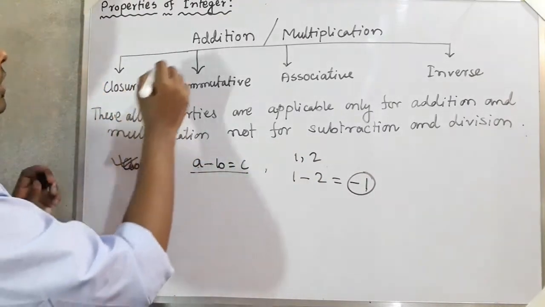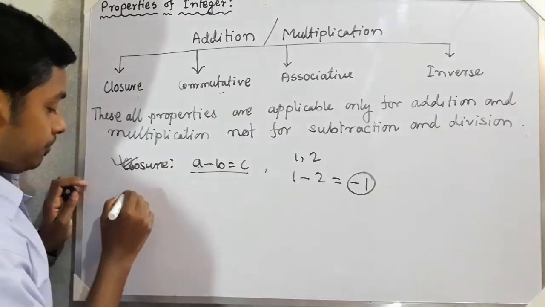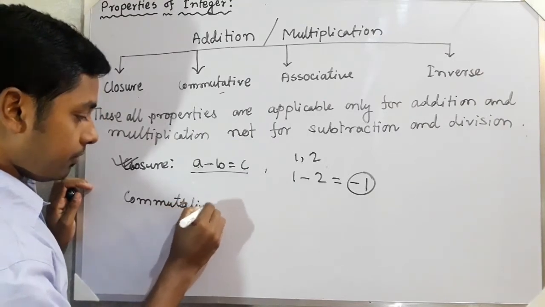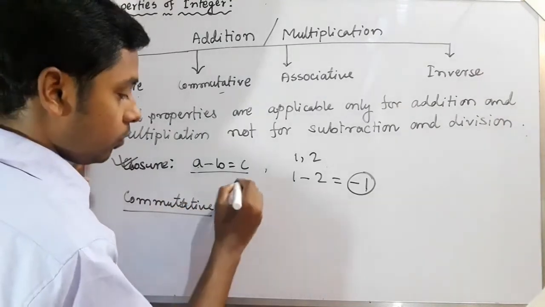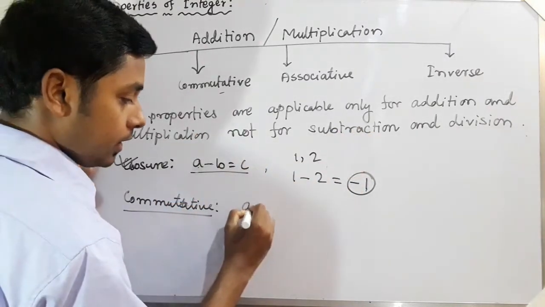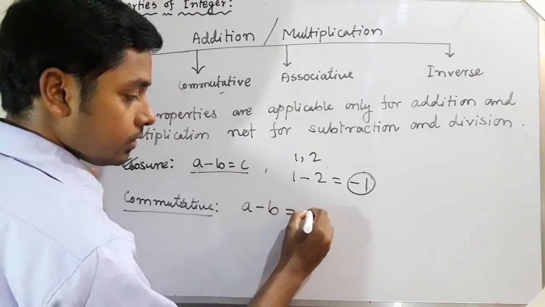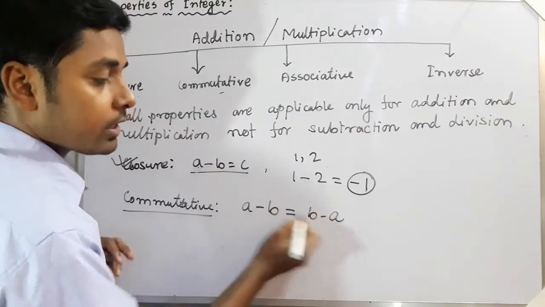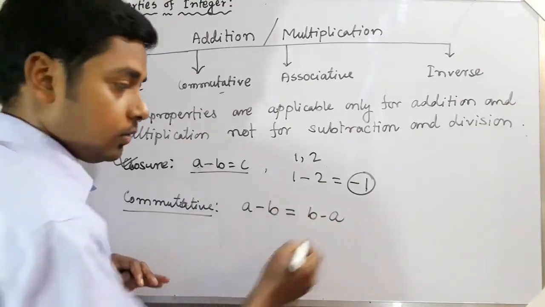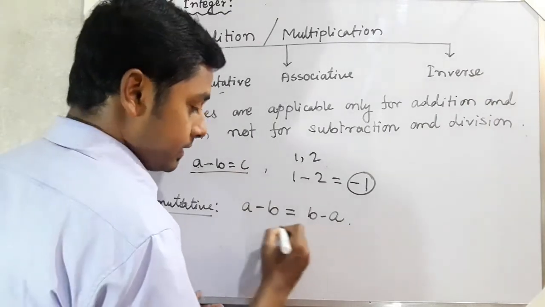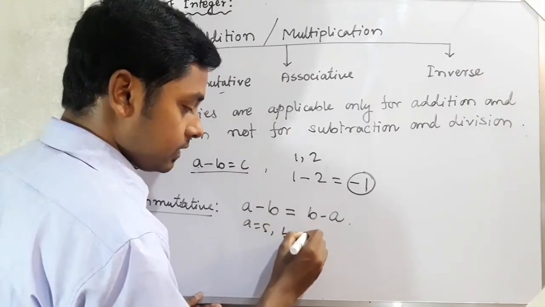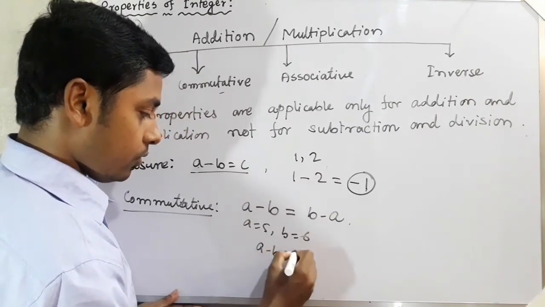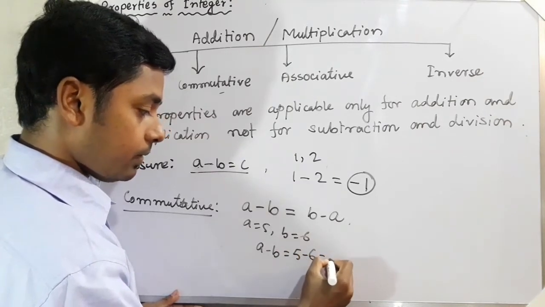But suppose I am taking the commutative property. What will be the commutative property for subtraction? a minus b is equal to b minus a. Whenever we talk about subtraction, you have to take the minus sign. Now to check it, suppose a is equal to 5, b is equal to 6. So a minus b is equal to 5 minus 6. That means minus 1.